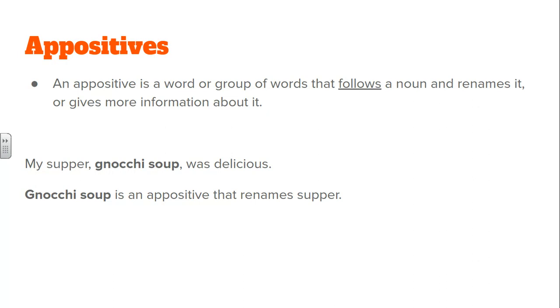Okay, so to review, an appositive is a word or group of words that follows a noun and renames it or gives more information about it. So, a regular appositive might be a sentence like this: My supper, gnocchi soup, was delicious. So, gnocchi soup is renaming supper. And so, gnocchi soup is the appositive in that sentence.